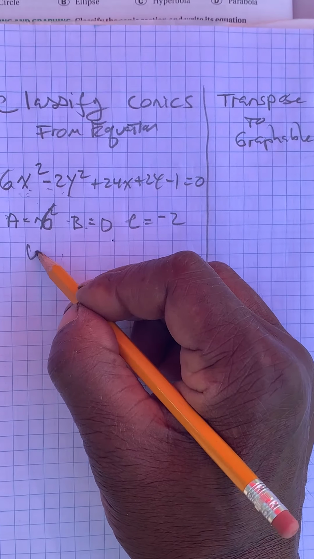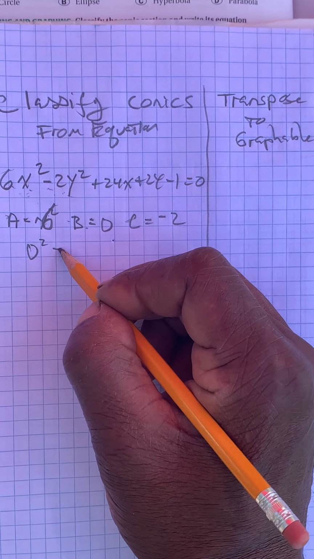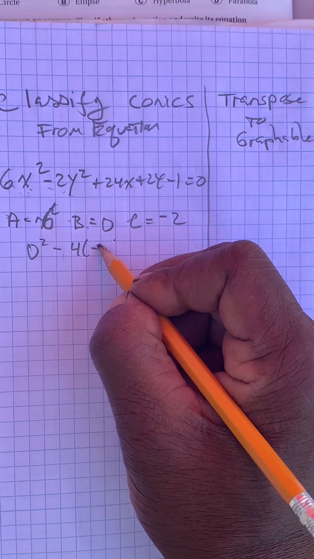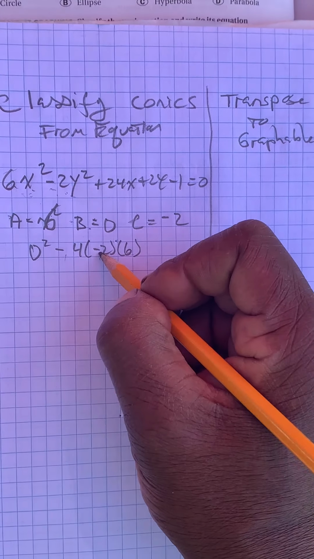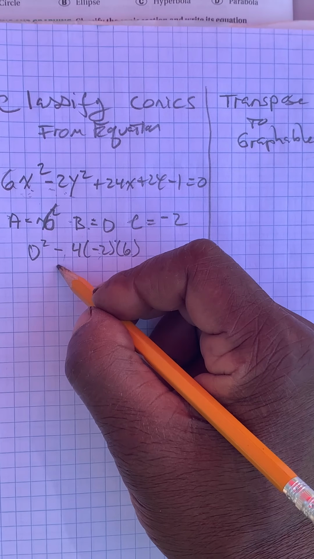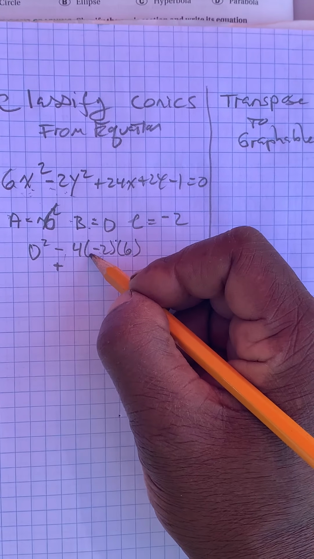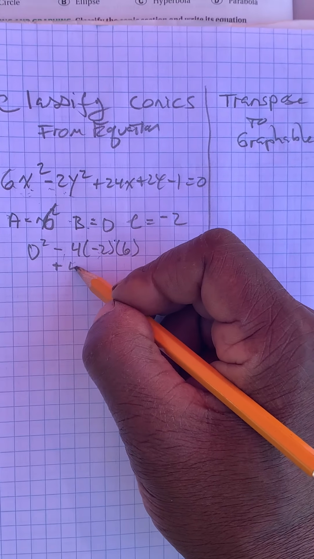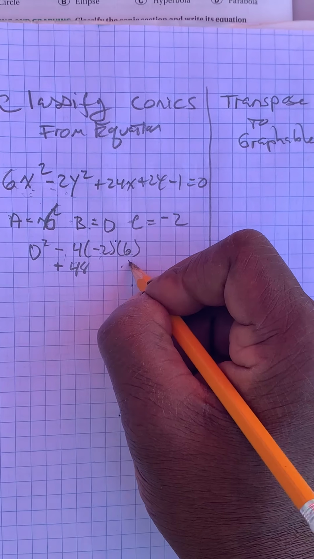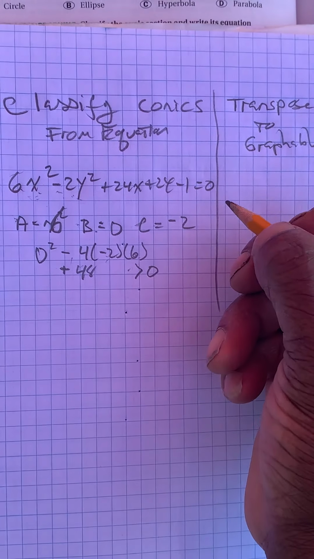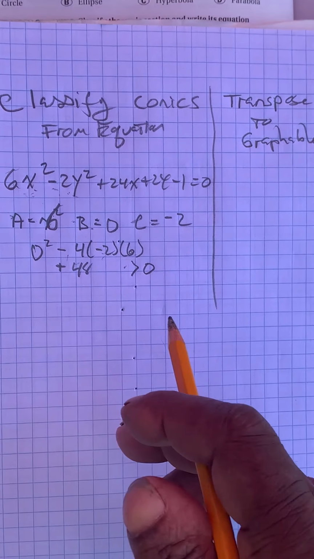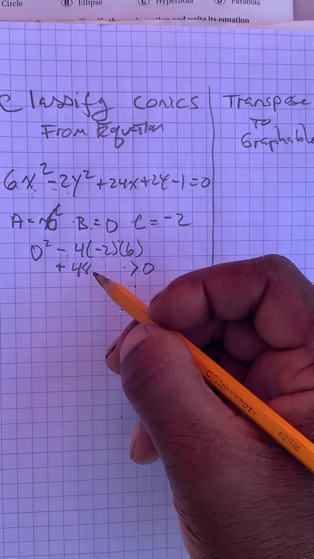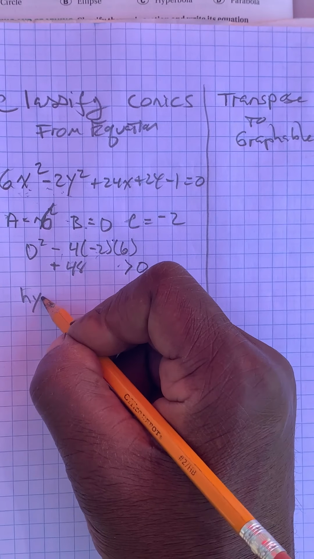So we can see that our discriminant is 0 squared minus 4 times negative 2 times 6. Should have gone 6 times negative 2 for AC. Okay, so we can see it's going to be a plus. That's going to be 8 and 6, 48. So that means it's greater than 0. Okay. If our discriminant comes out to be greater than 0, then we have a hyperbola.